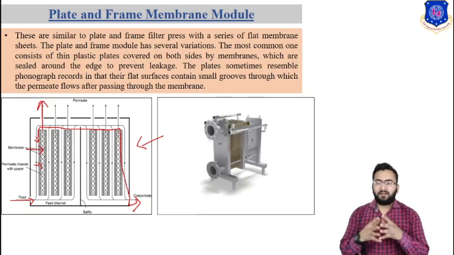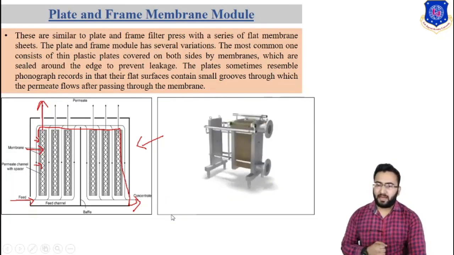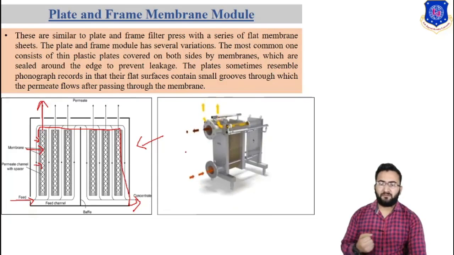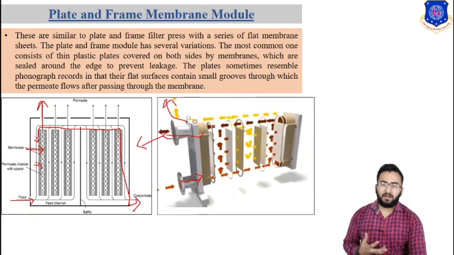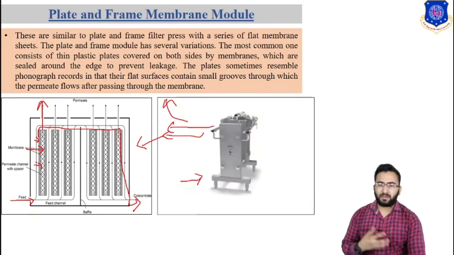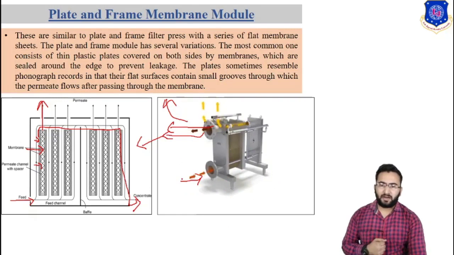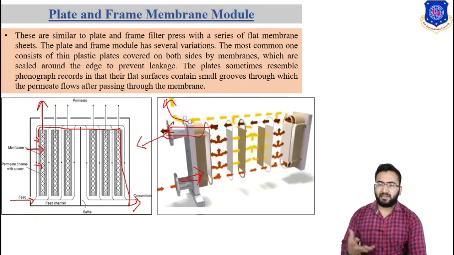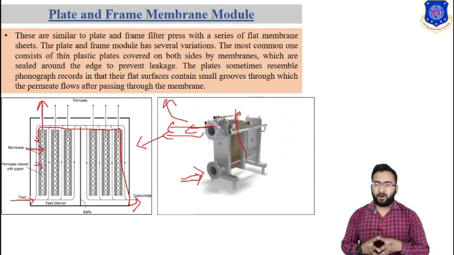So let us take a look at how the plate and frame membrane module works using this animation. So this is one plate and frame membrane module. From this side the feed comes in, the permeate is rejected from this yellow line, and the retentate is rejected from this side. The feed enters from this side, the retentate is rejected from this side, and the permeate can pass from this side. So this is how the plate and frame membrane module works.